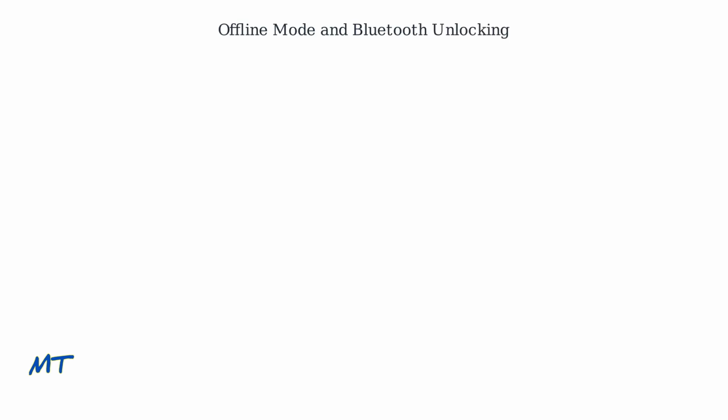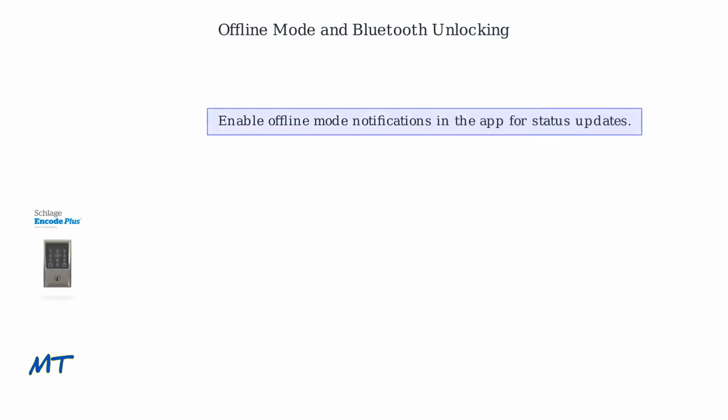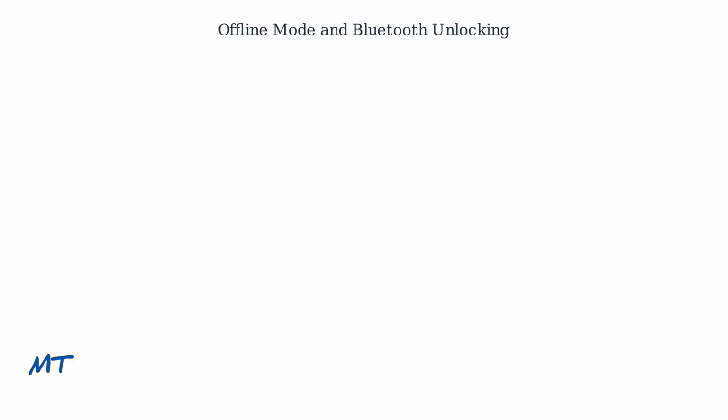As a temporary solution, use the Schlage lock's offline capabilities. Most Schlage locks support Bluetooth unlocking within a limited range of around 40 feet. Enable offline mode notifications in the app to stay informed about connectivity status. A physical key is another reliable backup option.